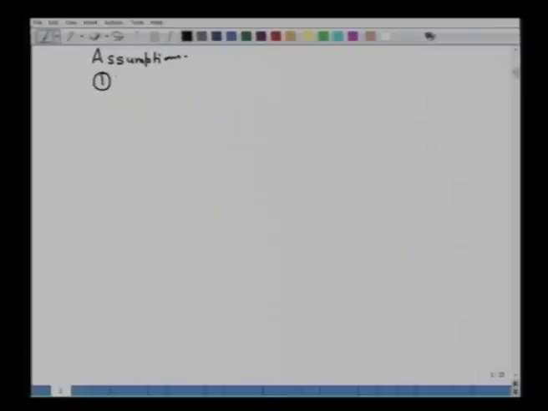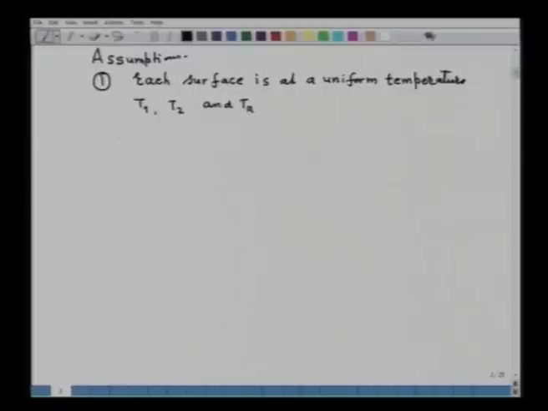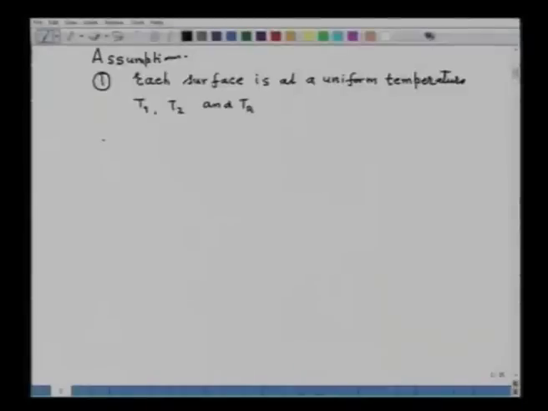Number one assumption: each surface we consider is at a uniform temperature and characterized by T1, T2 and Tr. That is, T1 is the temperature of the source, T2 is the temperature of the sink and Tr is the temperature or inside temperature of the refractory surface.